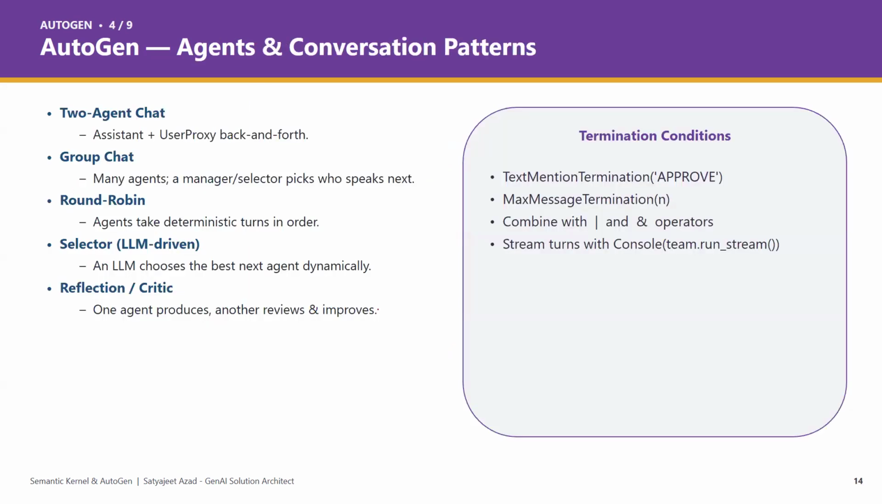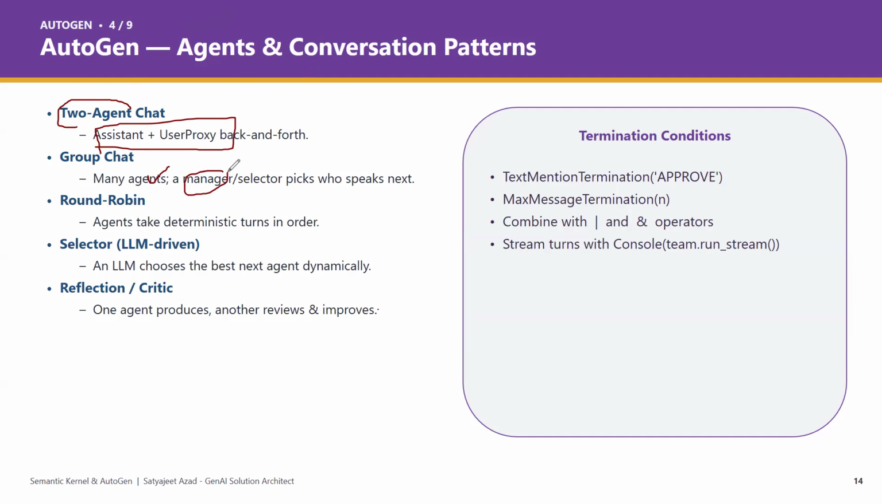So the few terms that were there on this screen was something called assistant, something called user proxy. So let's discuss this one. Two agent chat, assistant plus user proxy. These are the patterns for how you can develop with AutoGen. There can be conversation patterns where there are multiple agents, and there would be an orchestrator who decides who speaks next. That is a group agent.